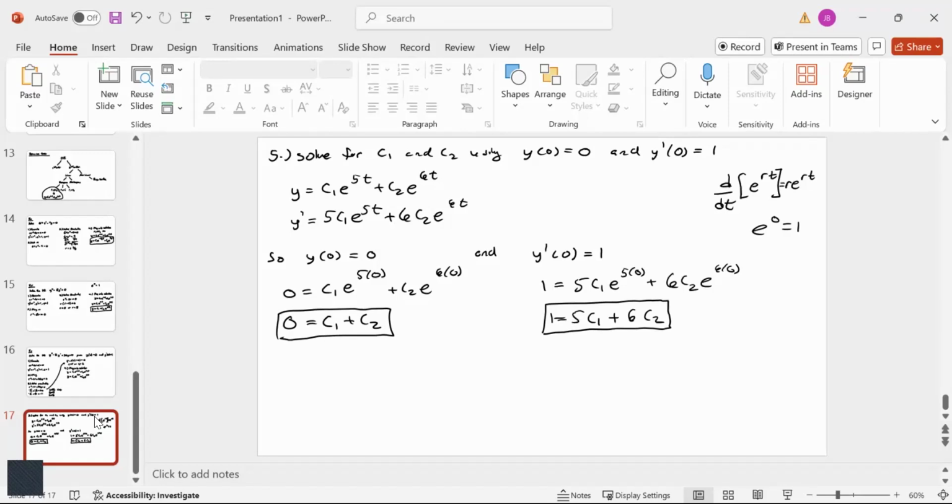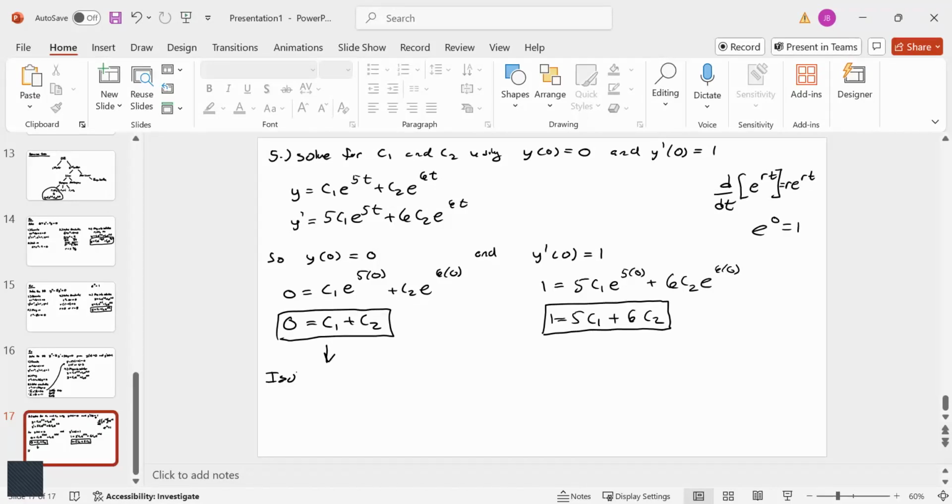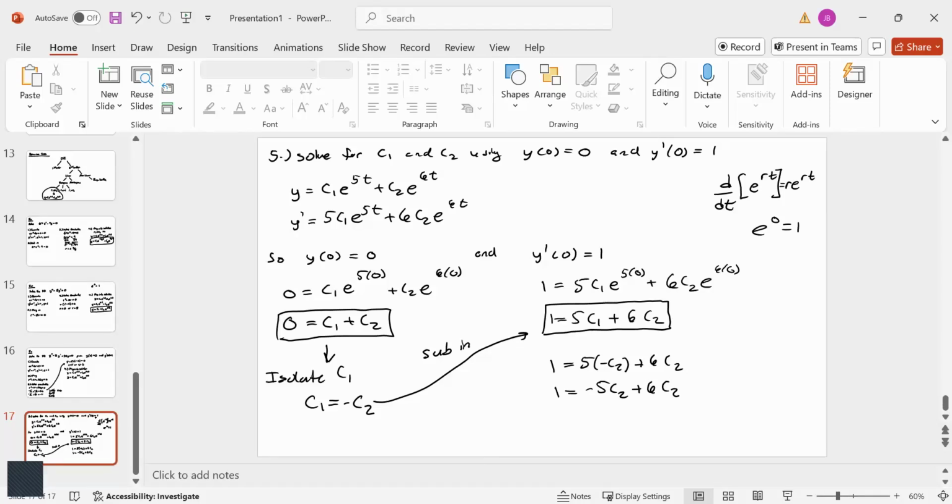All substitution does is pick a variable in one of the equations, isolate it, and then plug it into the other one. So we're going to take this equation and isolate C1. So C1 equals negative C2, and then we're going to sub in. So 1 equals 5 times negative C2 plus 6 C2. And so 1 is equal to negative 5 C2 plus 6 C2. And then 1 is equal to C2.